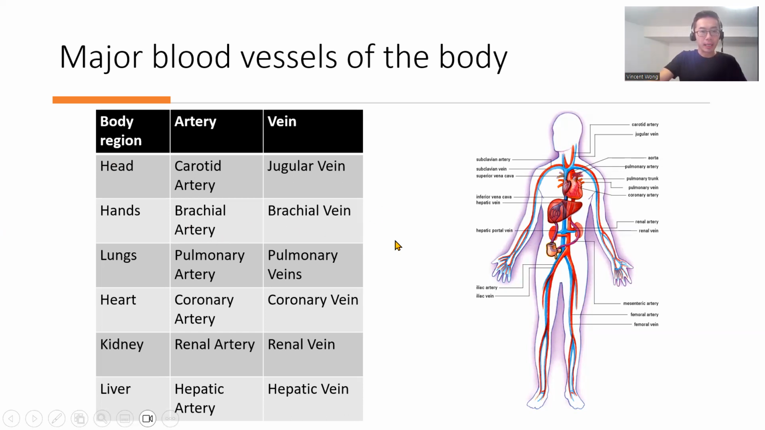There are other vessels here. We have the brachial artery and the brachial veins. That's the one that goes down your hand. Lungs, we have the pulmonary artery and pulmonary veins. The word pulmonary has to do with lungs. Anytime you hear the word pulmonary, you know you're talking about the lungs. More on that later. We have the coronary arteries and the veins for the heart. Renal means kidney, and then hepatic for the liver.